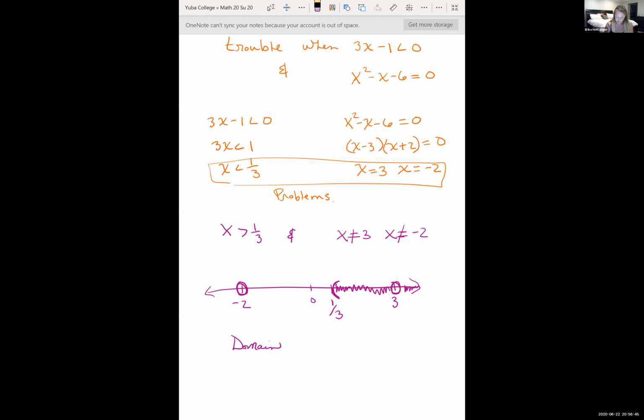And so this would be starting at 1/3, but not including, so parentheses, all the way to 3, but not including, so parentheses, union, parentheses 3 to infinity.